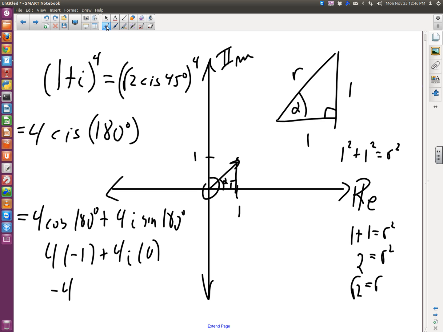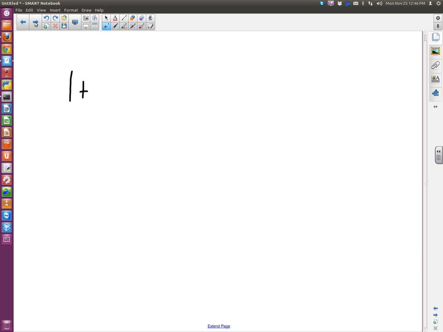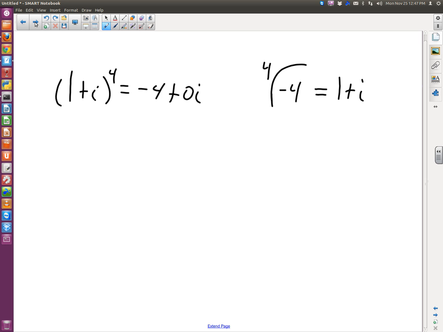All right, now let's go backwards. Everyone got this? Everyone okay? If 1 plus i to the fourth is -4, or if you want, -4 plus 0i, same thing, what's the fourth root of -4? Go backwards. The fourth root gets rid of the fourth power, right? So if the fourth power of 1 plus i is -4, the fourth root of -4 is what? 1 plus i. But that should bug you. Because isn't that answer incomplete?